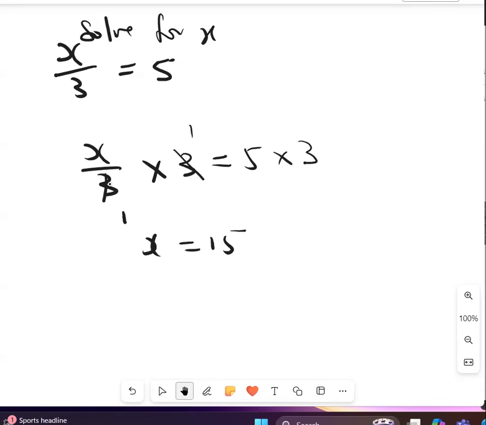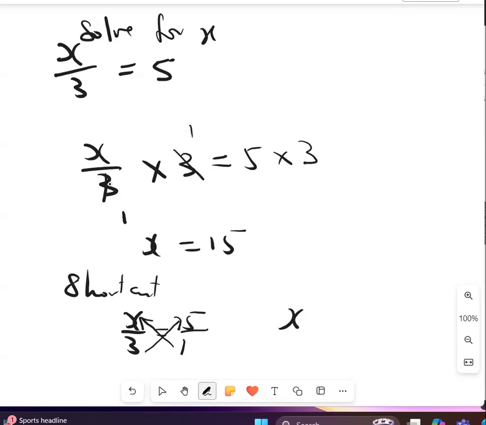Here's a shortcut thing they do sometimes. Let me show you the shortcut. They put x over 3 and they put 5 over 1, and they call it cross multiplication. It's allowed. So you end up with 1 multiplied by x is x, 3 multiplied by 5 equals 15, and you're done.